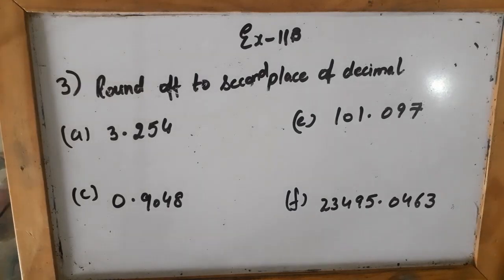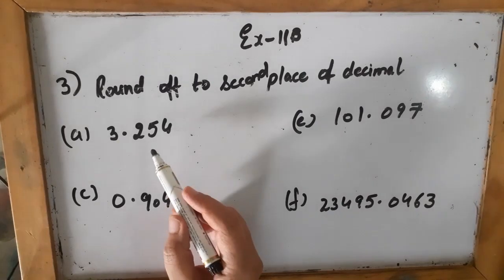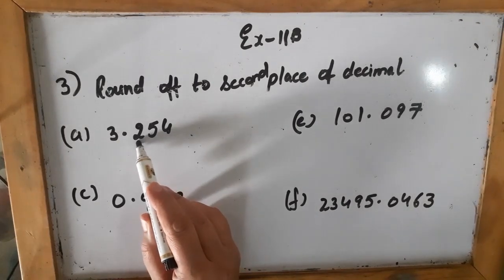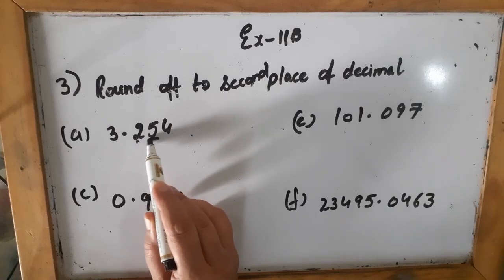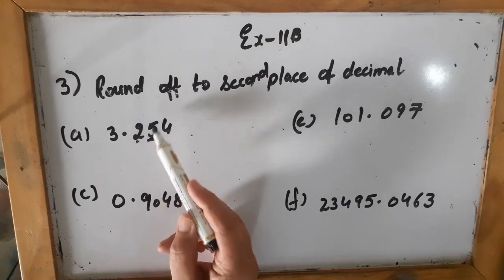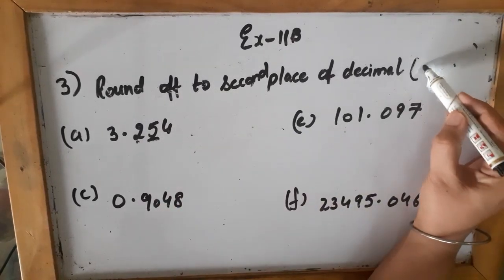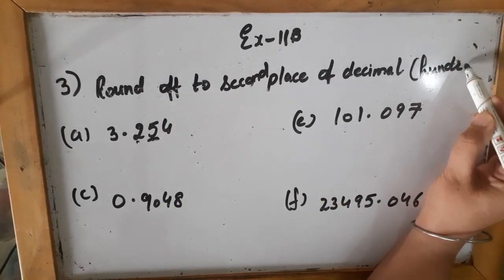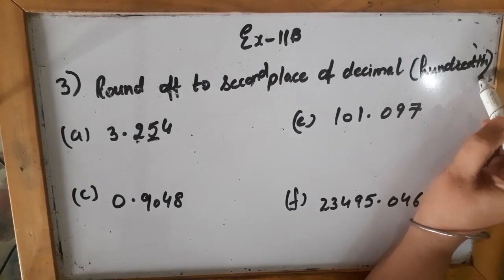Okay class, now the third question. The third question says round off to second place of decimal. So which is the second place of decimal? This is the first place of decimal, and this is the second place of decimal. So which place is this? This is the 10th place, and this is the 100th place. It means I have to round off these numbers to the 100th place.